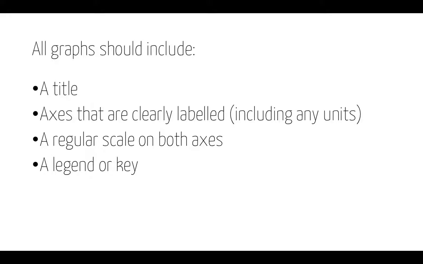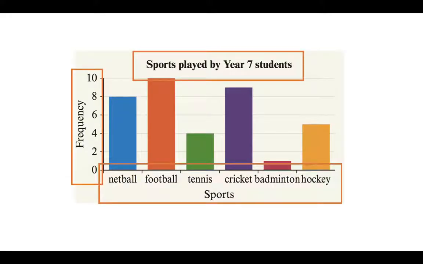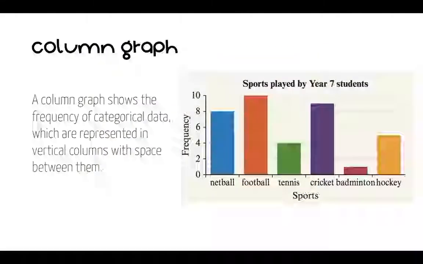And then they must be regular scales, so that's evenly spaced, like our Cartesian planes. They have to be evenly spaced apart. And then most or some will include a legend or a key. Okay, so here we have an example. We've got a nice title, some subtitles. The axes are clearly labelled, and it's very easy to distinguish what's what.